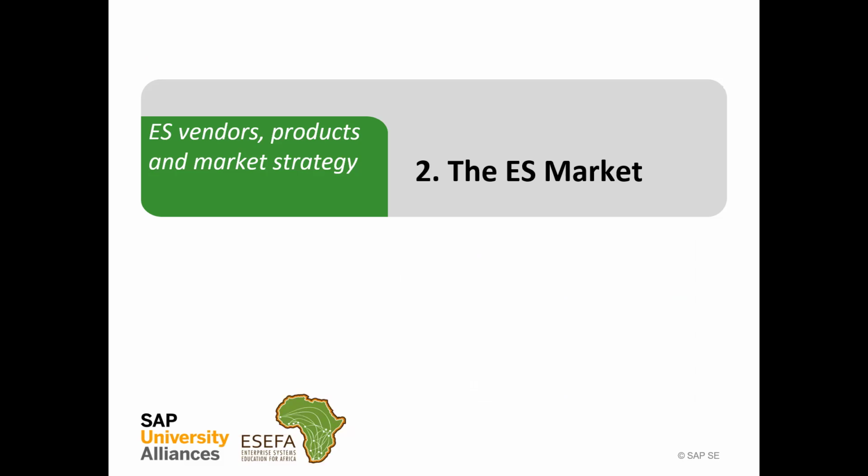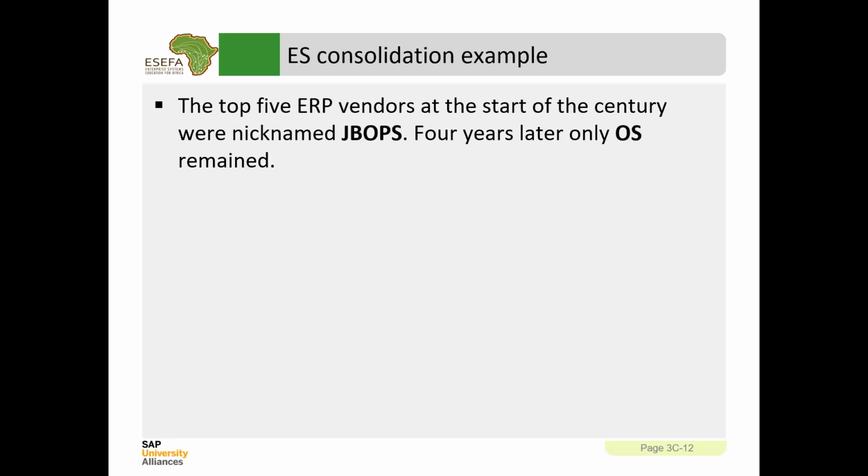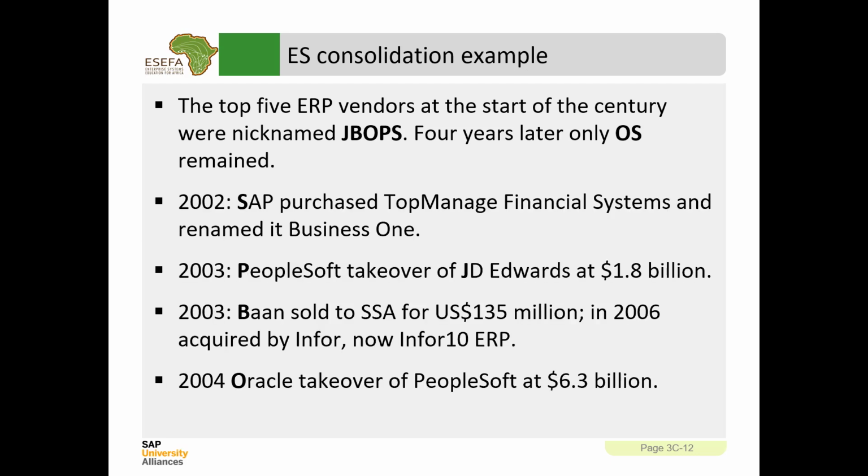So what is the ES market like today? How big is it? Basically, there are top 5 ERP vendors. You can check online, you can check various sources. When we were coming up with this, there were 5 big ERP vendors with the acronym JBOPS. Years later, we have just a few of them left.